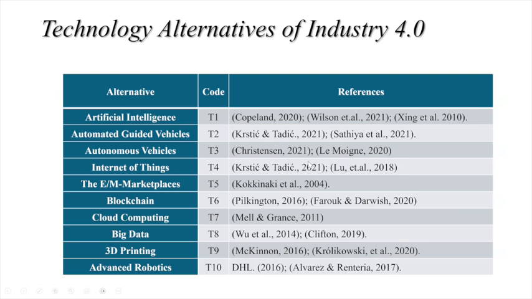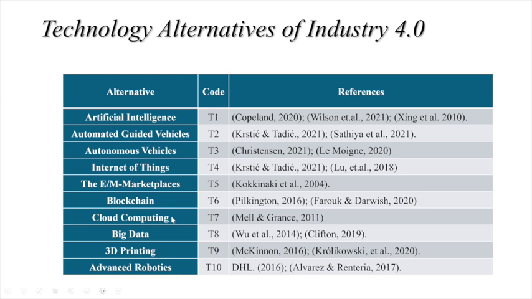and more papers what the alternatives are that come under Industry 4.0. For example, blockchain, cloud computing, big data, 3D, automated printing, advanced robotics, Internet of Things. Then we have artificial intelligence and Internet of Things. So these were about 10 of the alternative technologies that were in use.